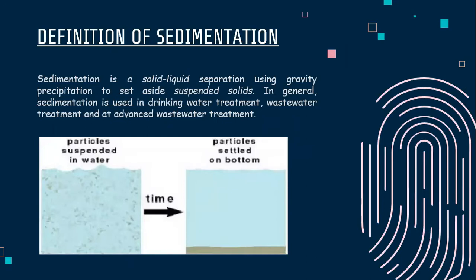Okay, so now I will explain the sedimentation process from a general aspect. The first is the definition of sedimentation. Sedimentation is a solid-liquid separation using gravity precipitation to settle suspended solids. In general, sedimentation is used in drinking water treatment, wastewater treatment, and advanced wastewater treatment. As we know from the picture below, the particles are suspended in the water. After some time, the particles settle on the bottom. Okay, next.